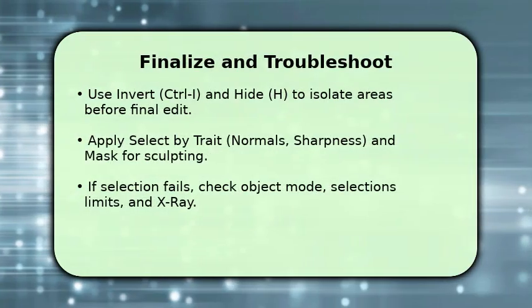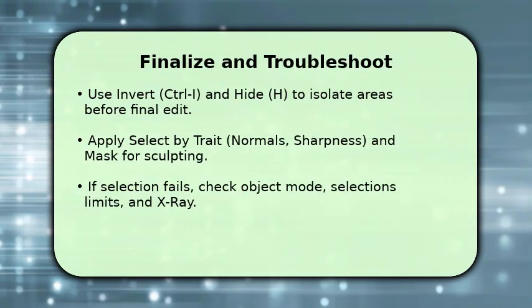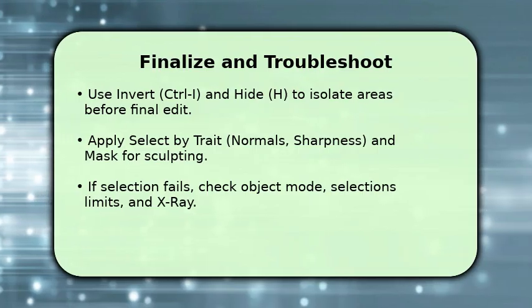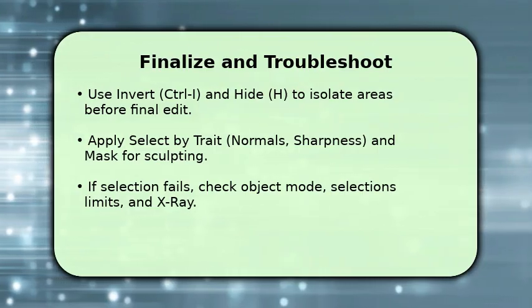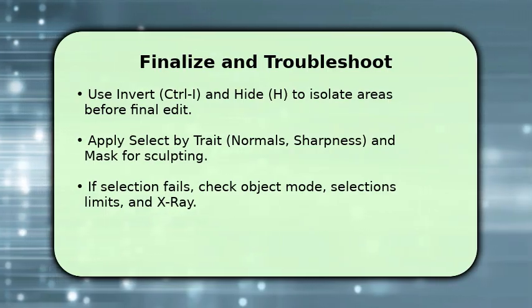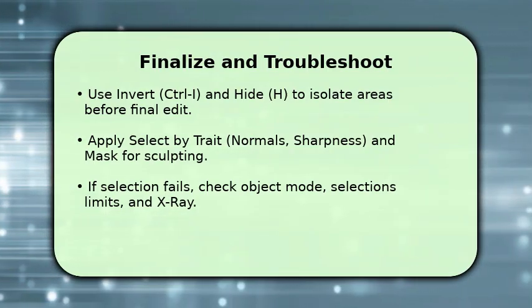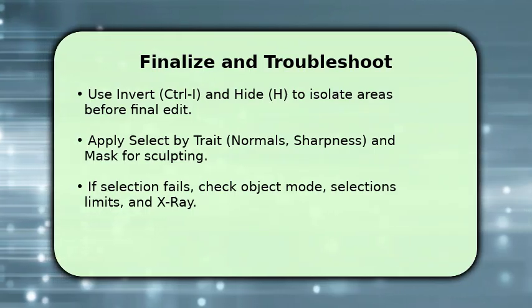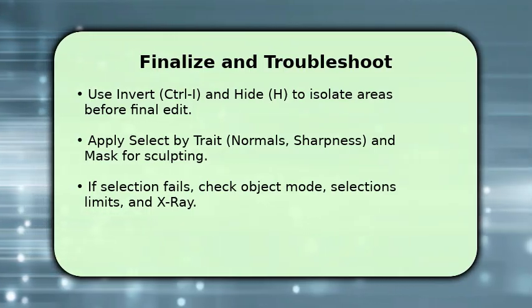To finish, isolate your target with Hide (H) or invert selection, Ctrl-I, and confirm you're in the right selection mode. Apply select by trait, normals, sharp, or seam to catch subtle areas, and use masking for sculpt-style workflows. Make sure to check selection filters and snapping if transforms misapply.